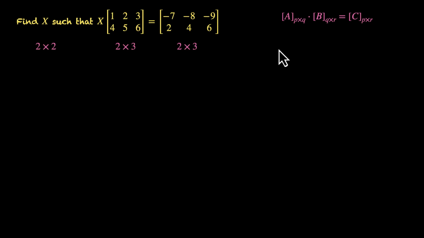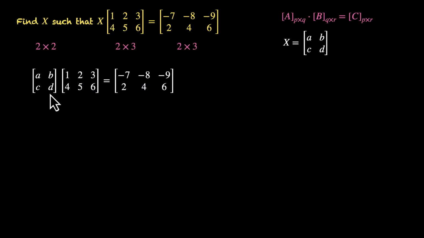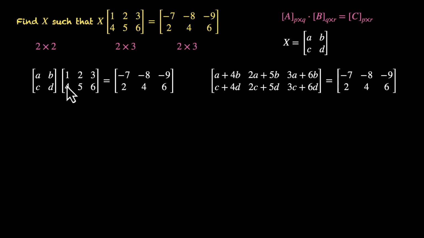Alright, let's assume this matrix as A, B, C and D and figure out the values of A, B, C and D. Let's make equations. Let's multiply X with this matrix to get this one. We have A, B, C and D times 1, 2, 3, 4, 5, 6 equals -7, -8, -9, 2, 4 and 6. Now let's multiply. We have A plus 4B. This is our first element. Then we have 2A plus 5B. That's our second element. Then we have 3A plus 6B. That's our third element of the first row.